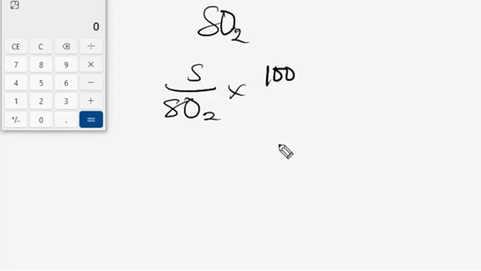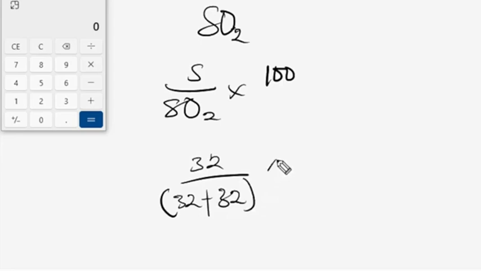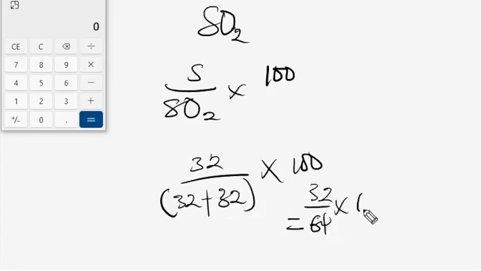Sulfur is 32. Sulfur has an atomic mass of 32. So this will be over 32 plus 16 times 2, which is also 32. So this will be multiplied by 100. So this will entail 32 over 32 plus 32. That's 32 over 64 times 100.